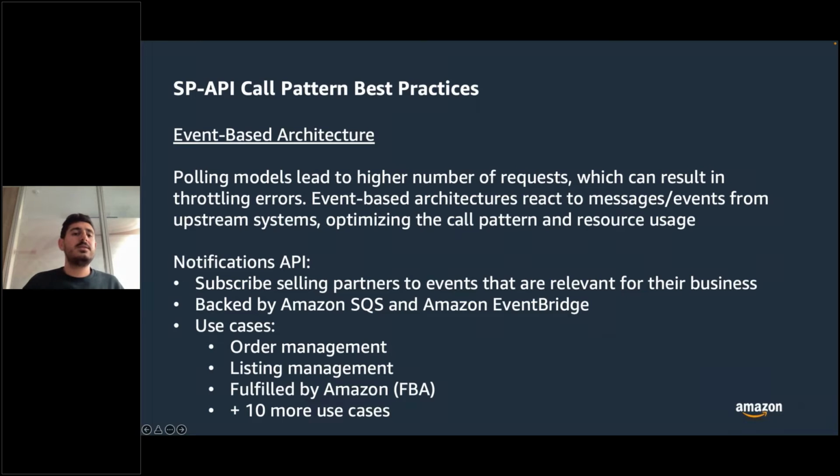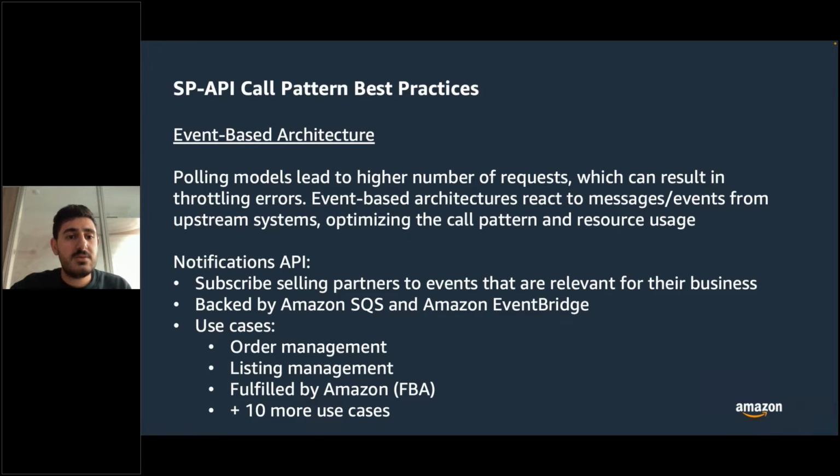Next on the list is event-based architecture. Most times, polling models lead to a higher number of requests, sometimes not needed, and can result in throttling errors. By relying on event-based architecture, you can react to messages and events from upstream systems, and thus optimize the call pattern and your resource usage.